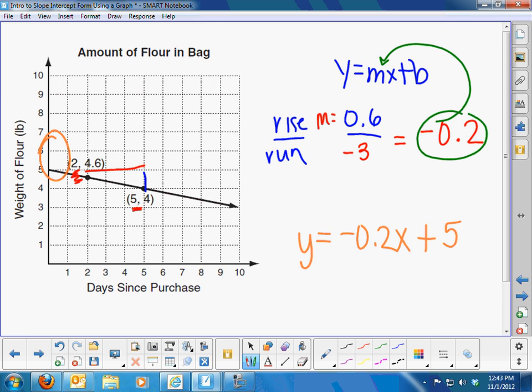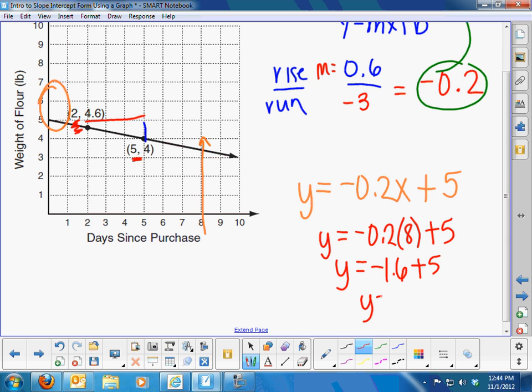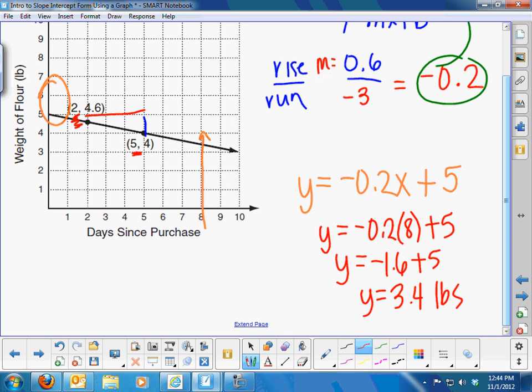Now, if I want to use this equation to find the answer to a couple of things, let's say I want to know the weight of the flour after 8 days. I want to use my equation to predict what the weight of the flour would be. So my x is 8. I simply substitute: y equals negative 2 tenths times 8 days, and I need to add 5 to that. Negative 2 tenths times 8 gives me negative 1.6, plus 5, and that gives me 3.4. So using my equation, I was able to know with certainty that there would be 3.4 pounds of flour left after 8 days.